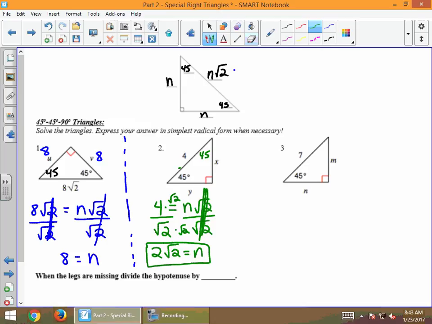Okay? So that means that's what you got for your leg. So x would be 2 radical 2, and y would also be 2 radical 2. That n is just representing whatever your legs are.